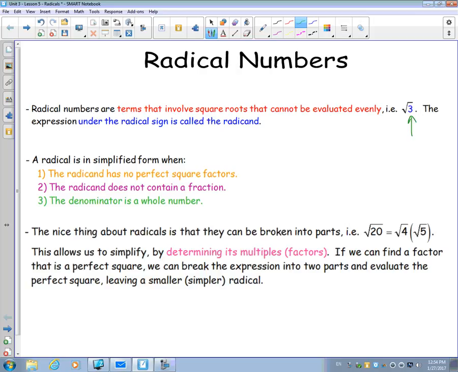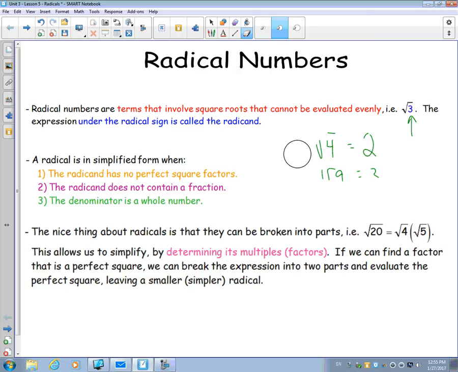Now, we like radicands that are nice numbers that come out to perfect squares, like root 4 is 2, or root 9 is 3, and so on and so on. Those things are good for us. But sometimes we're going to come across expressions that cannot be calculated evenly. So our objective today is to try to simplify these, make them easier to work with.